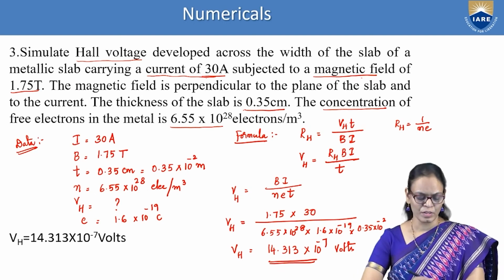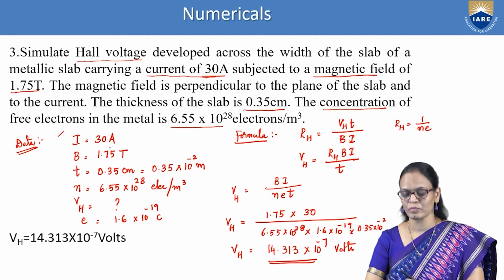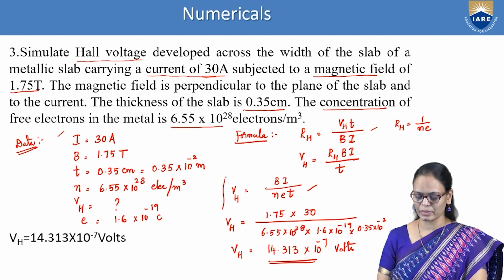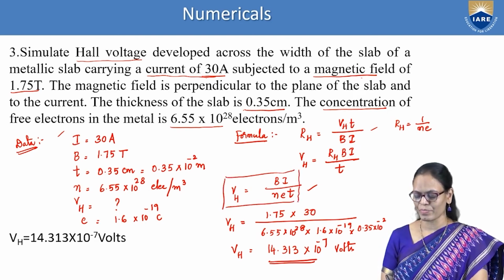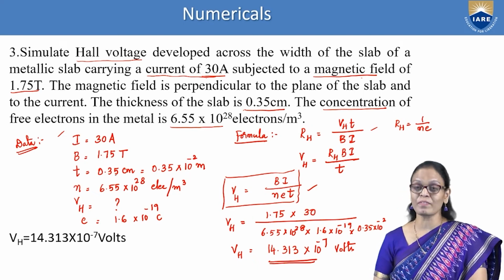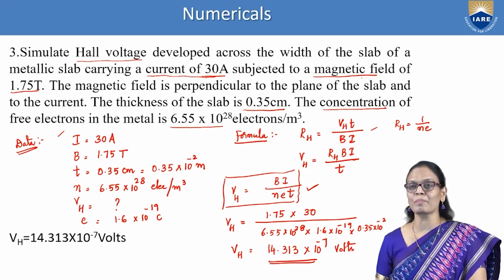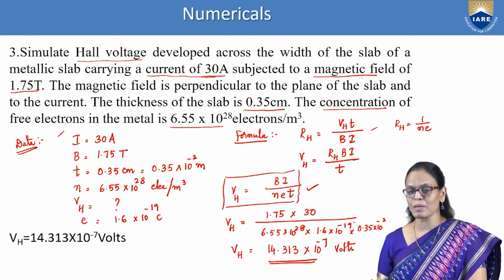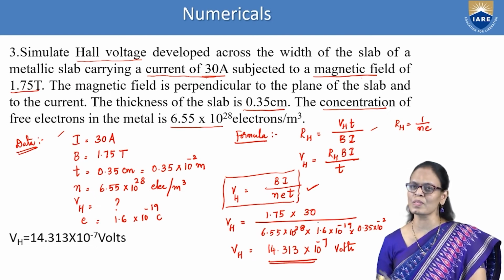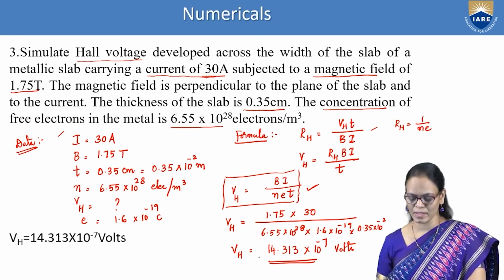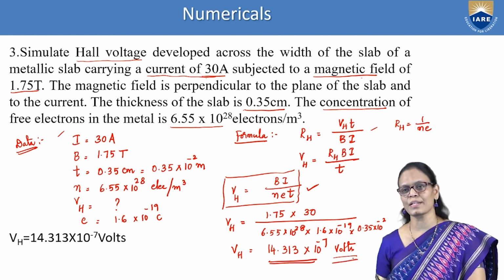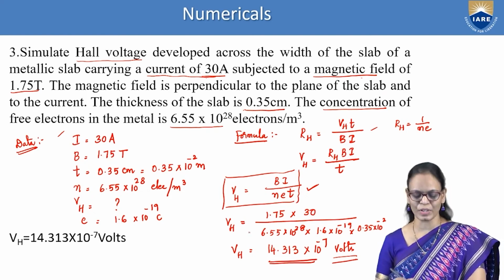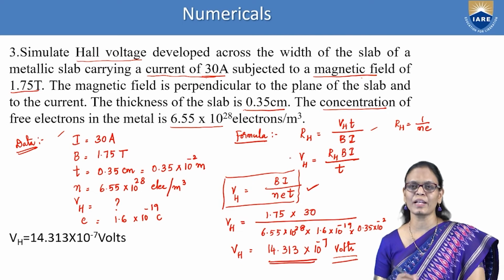So once you identify the data correctly, write the formula and modify the formula in the required form. Required form in the sense, write it in all known terms. Whatever data we know, we will have to write the formula in terms of the known data. And then the third step will be substitution and simplify. You can use the calci to simplify it, and directly you can write the answer VH is equal to and mention the units also. So voltage is always measured in volt. So each step will carry marks. So each step you will have to write very carefully.